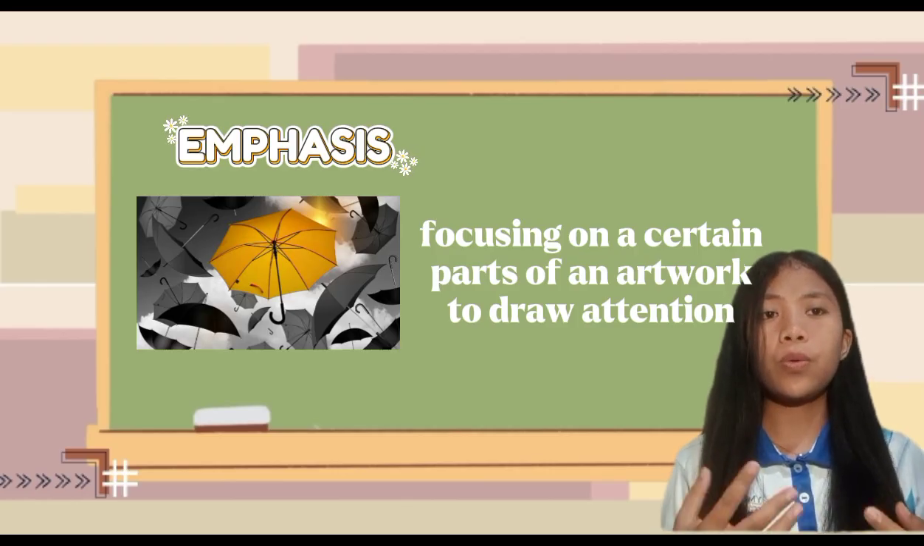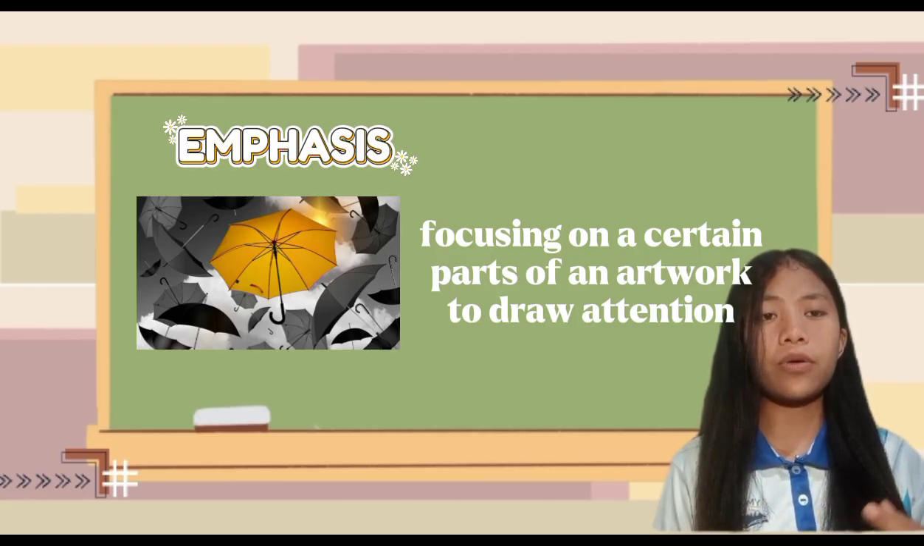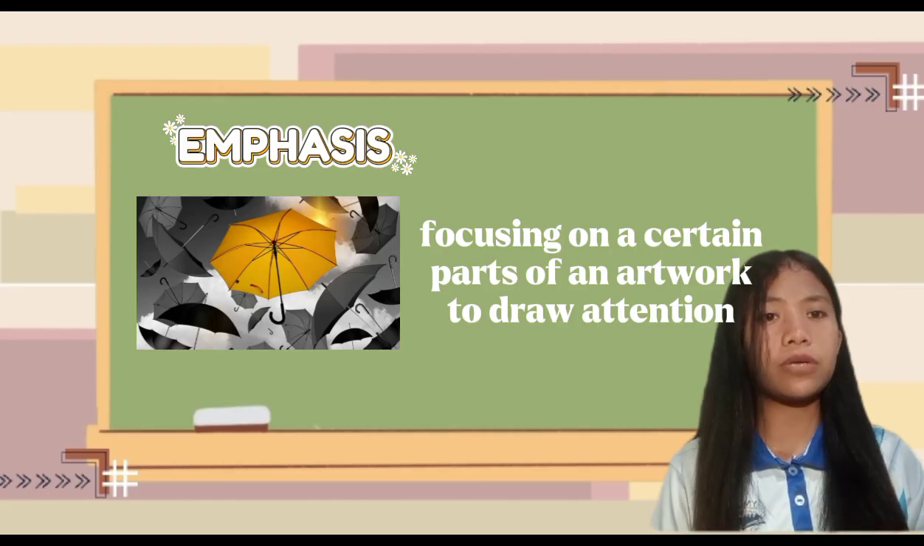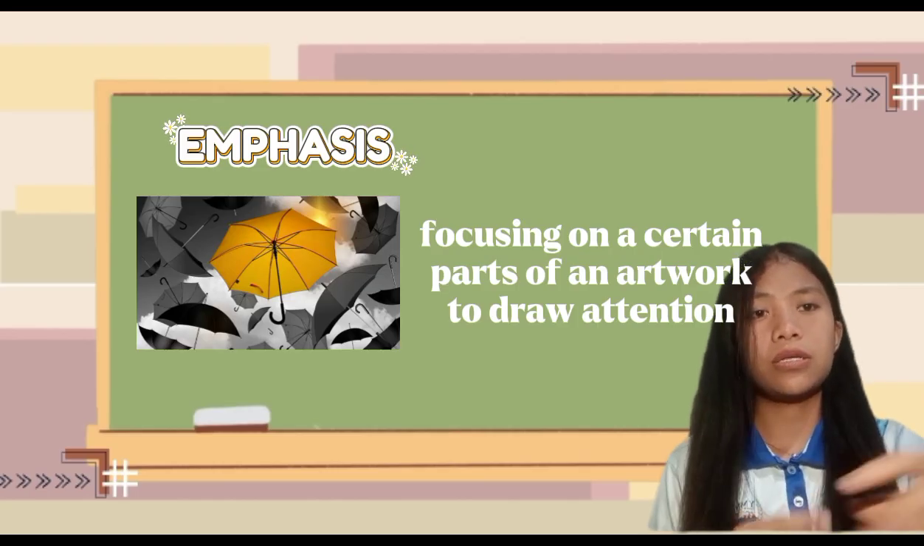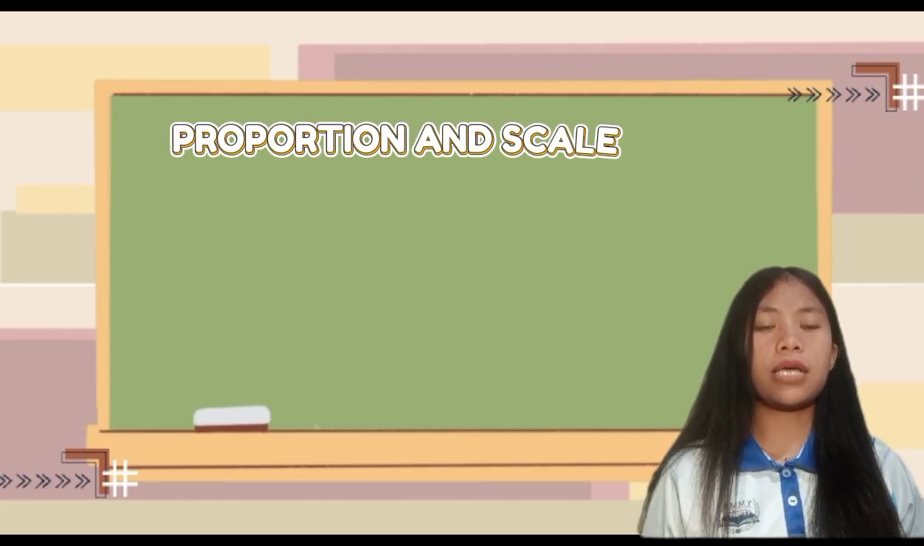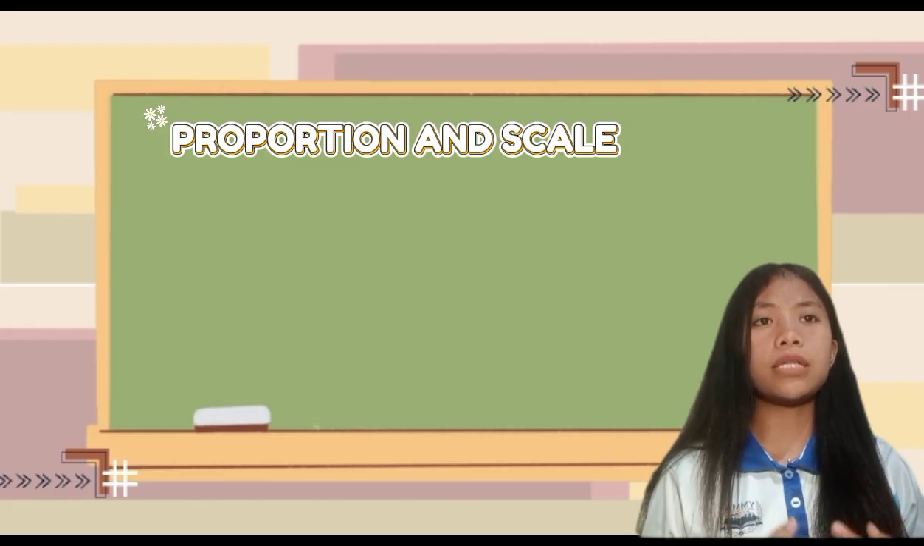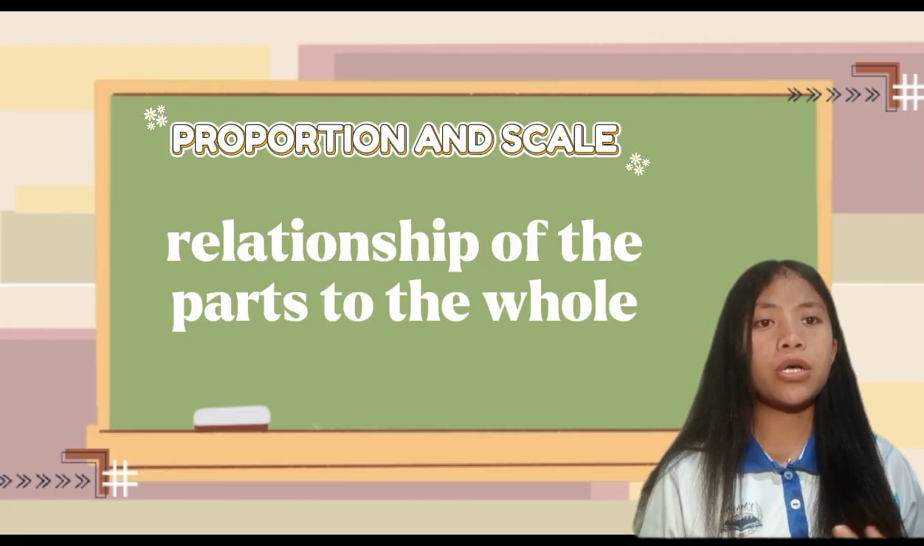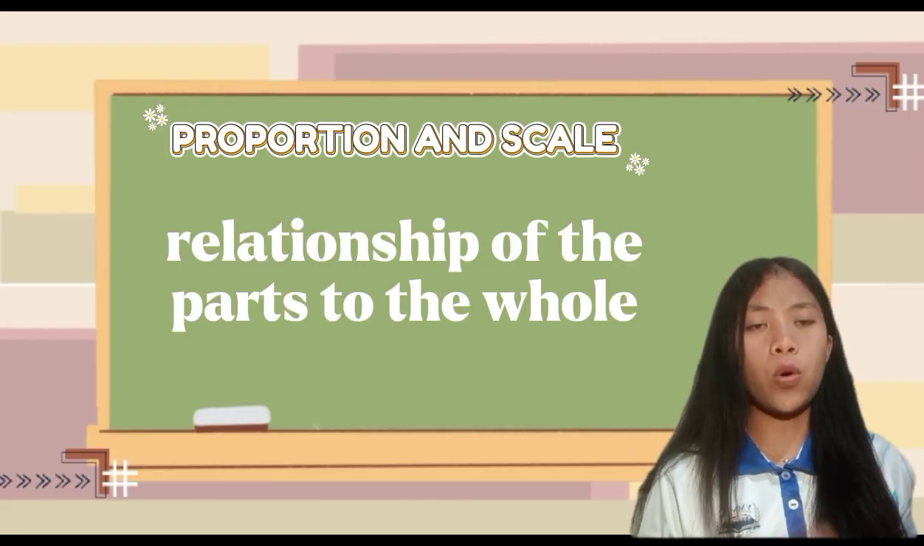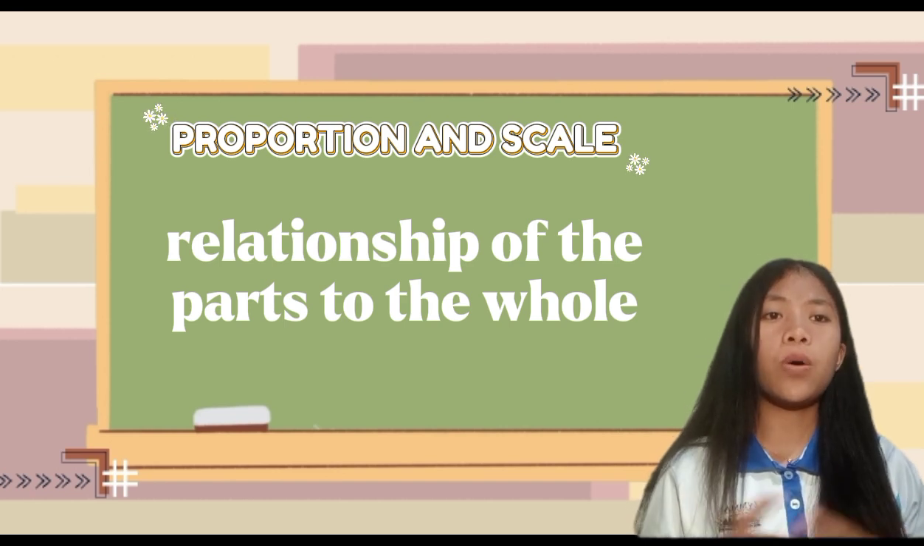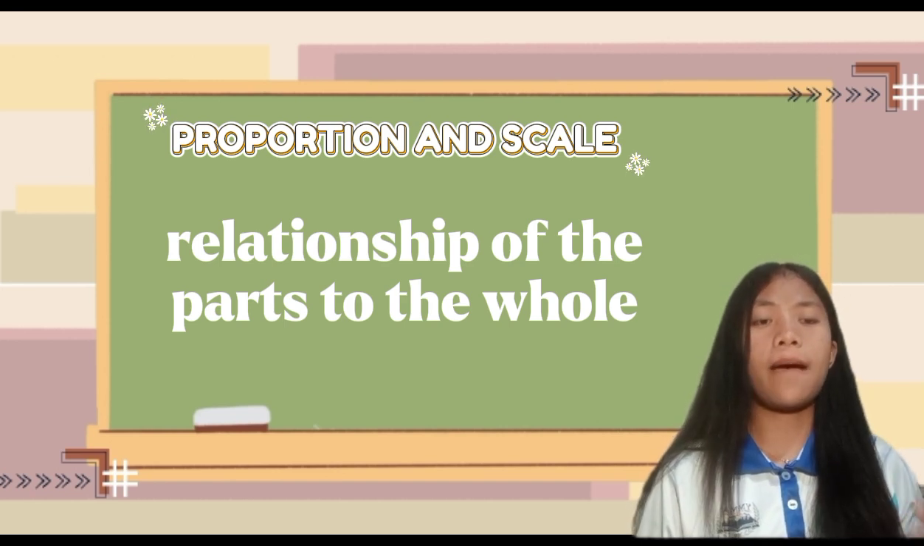So, it's easy to understand what emphasis is. Proportion and scale. Proportion and scale is the relationship of parts to the whole, ensuring the visual weight is balanced.